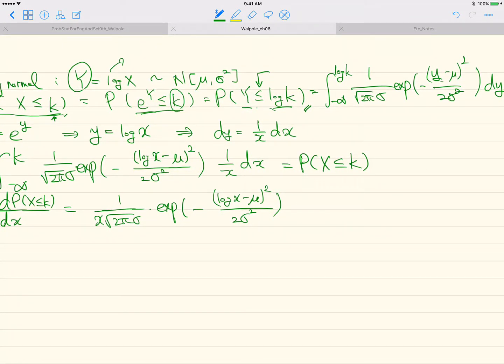The reason for changing x to y is that we only specify the probability density function or the cumulative distribution function for the new variable y, because y is following the normal distribution. So we don't directly know what distribution x follows, but we know the log of x, the new random variable y, is following the normal distribution.